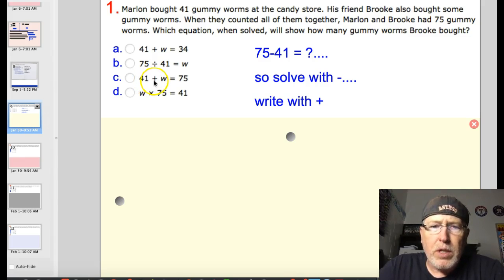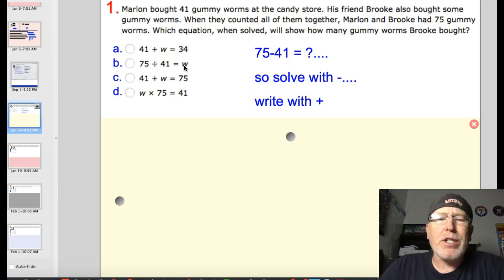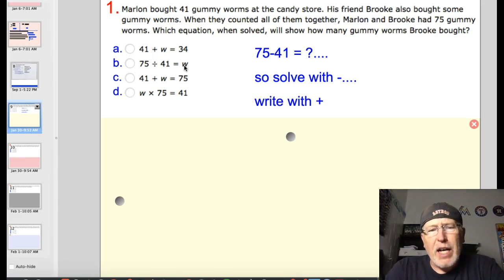41 gummy worms plus the ones that Brooke bought equals 75. Well, wait a minute. This one doesn't make any sense, does it? 41 gummy worms plus the ones that Brooke bought are 34? No, I almost got tricked by taking the first addition equation there. You've got to read all of them and make sure they make sense. This one, though formatted properly, doesn't make sense. I mean, how could you buy gummy worms and actually have less? Okay. C is the correct answer for this one.